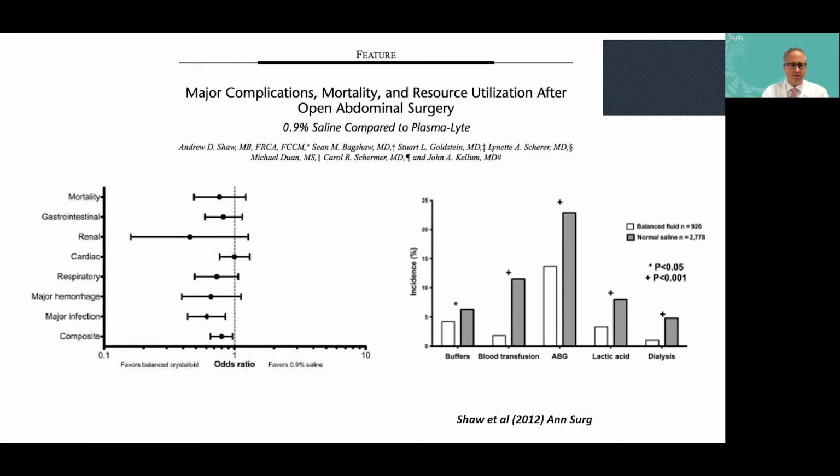We published in 2012 in the surgical literature a paper highlighting an association between adverse events, the composite of all of these different types of complications you can see on the left of the screen, and administration of resuscitation fluid. Patients who were treated with 0.9% saline only had a statistically significantly higher incidence of the composite outcome. And in fact, that was also the case for interventions that caregivers used to work up acidosis problems. So more buffer was administered, more blood transfusions were administered, more arterial blood gas analyses performed, lactate levels, even dialysis was higher in surgical patients treated with 0.9% saline.